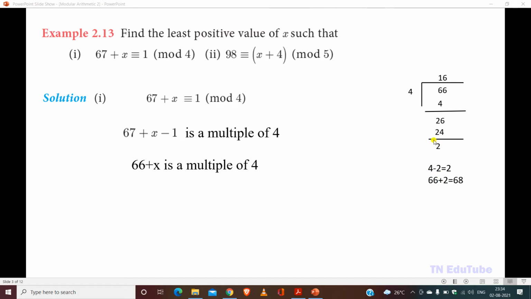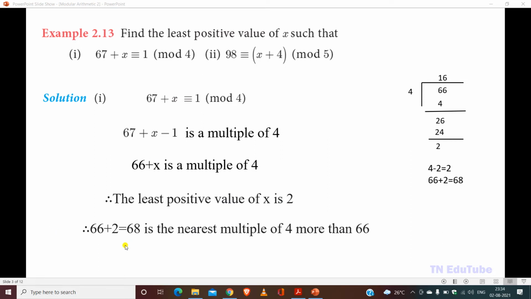If the remainder is 4, it is completely divisible by 4, isn't it? So we have to add 2 with this remainder. So that 2 should be added with the dividend. So 66 plus 2, that is 68, is a multiple of 4. So the least positive value of x is 2. That is the answer for the given question.